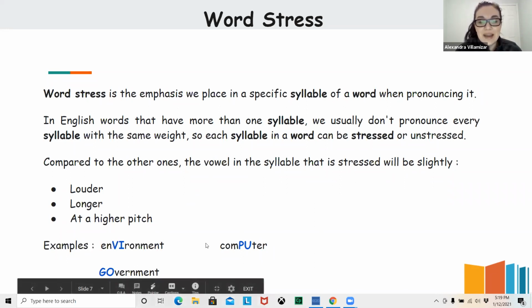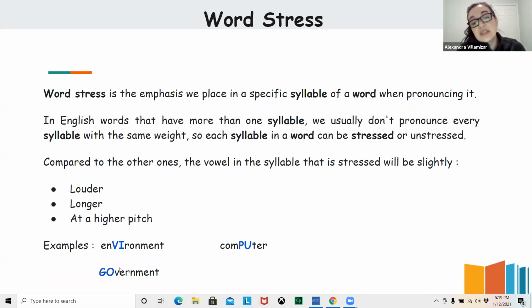Now, could you please somebody else, this word? Computer. Computer. And could you please somebody else, the third one? Government. So as you can see, we know which one is a stressed syllable, right?